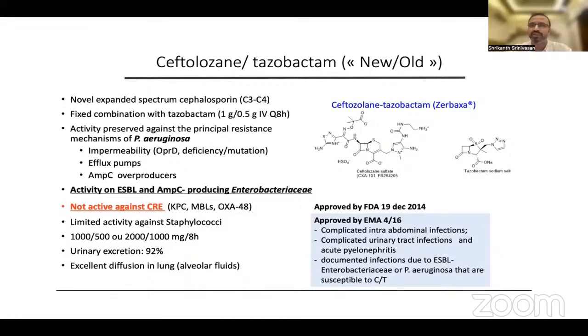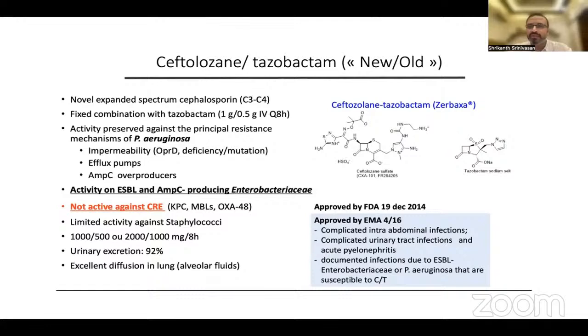Ceftolozane and tazobactam. Tazobactam is an old beta-lactamase inhibitor, and ceftolozane is a newer or novel drug. It's a novel expanded-spectrum cephalosporin, which has been marketed by the name of Zerbaxa. So this combination has been approved in December 2014. It's a fixed combination of this novel agent with tazobactam, in the combination of 1 gram of ceftolozane with 0.5 gram of tazobactam given 8 hourly.